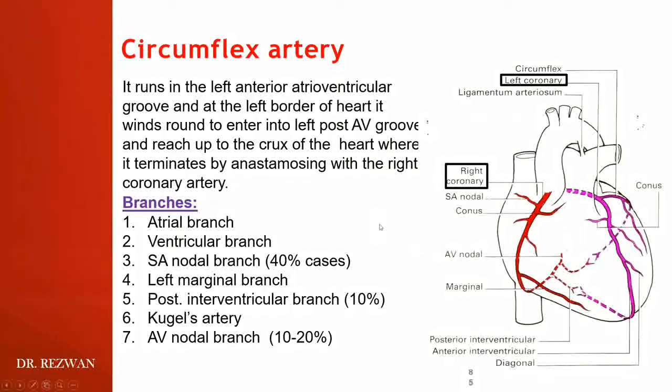On the other hand, the circumflex artery runs along the left anterior atrioventricular groove, obviously, and at the left border of the heart it winds round and enters into the left posterior atrioventricular groove.